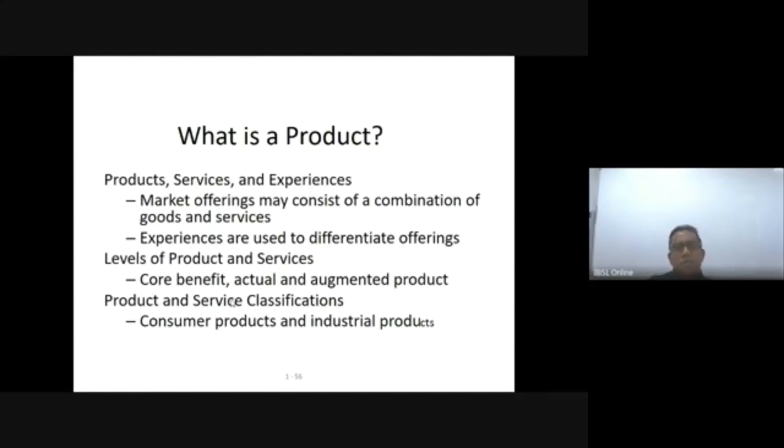The product, services and experiences. Market offerings may consist of a combination of goods and services. Experiences are used to differentiate offerings. Levels of product and services: core benefit, actual and augmented product. We'll discuss that. Product and service classification: consumer products and industrial products.